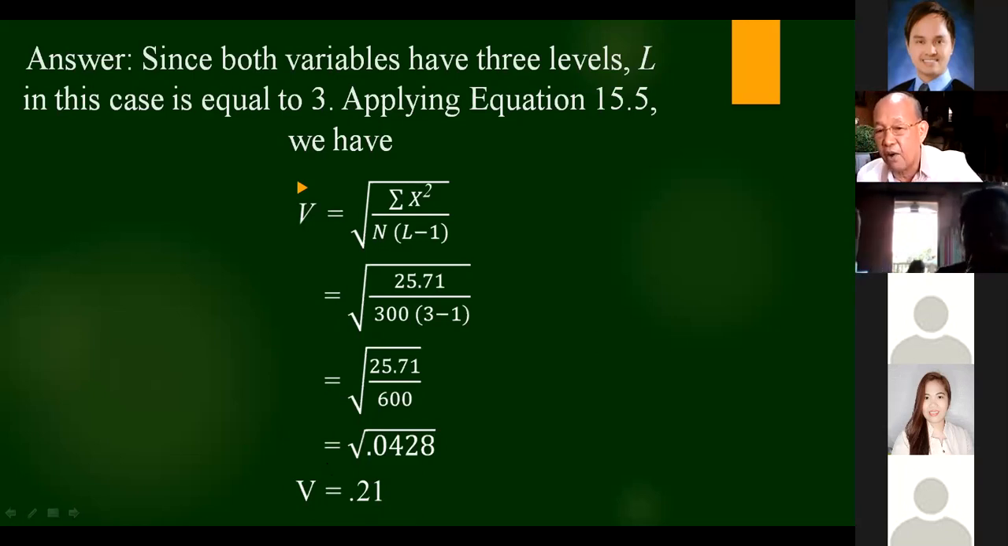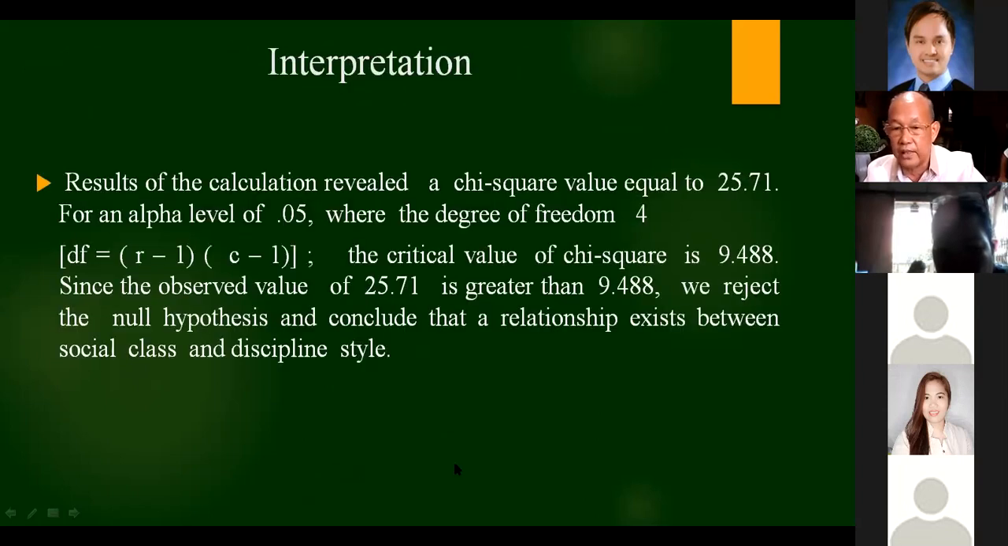Kaya we can now answer the 3 basic questions. Okay? Is there a correlation? Yes, there is, because it is non-zero. What is the nature of relationship? It is positive. The more you use the discipline style, the more prevalent yung social class, the more you use the discipline style, no? Kaya pwede na nating ma-interpret ngayon ito, yung 0.21.